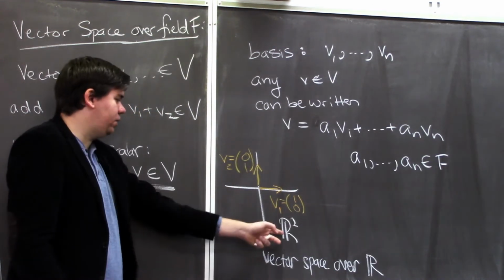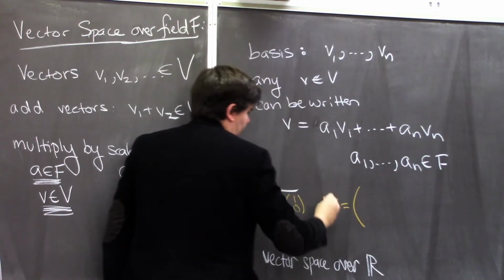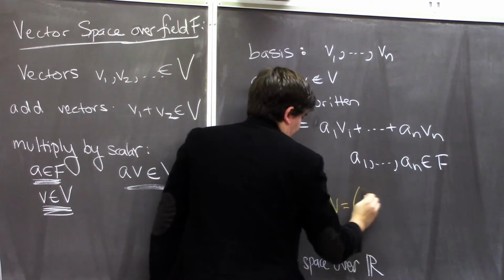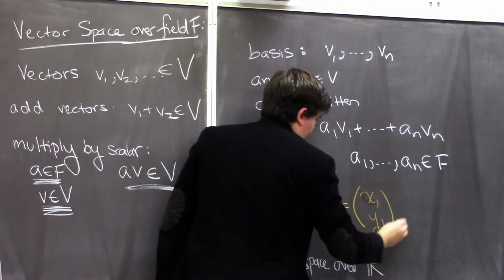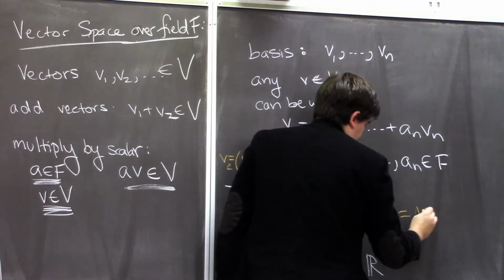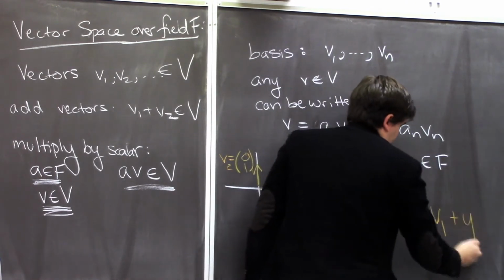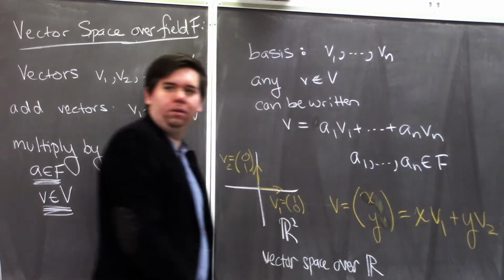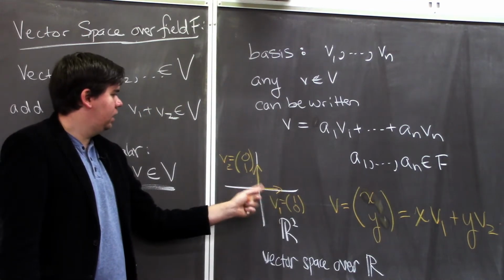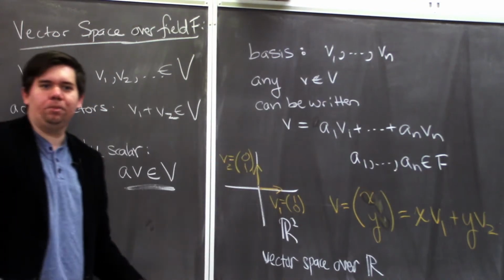And then any vector in R2, some vector of the form (x, y), can be written as a linear combination of v1 and v2. x copies of v1 plus y copies of v2, right? So anything can be written as a combination of v1s and v2s. You guys remember this from linear algebra? This is familiar.